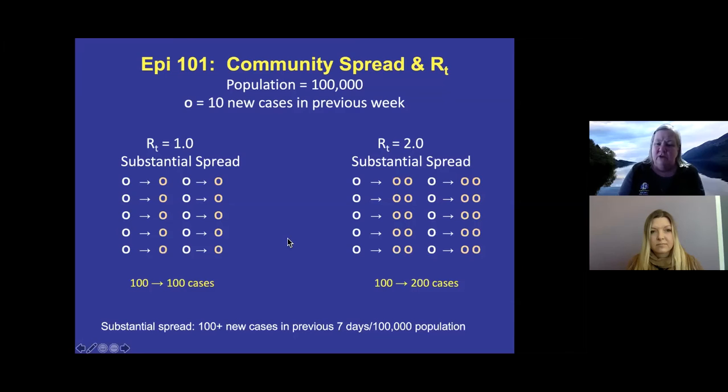Now here we have a community that is in substantial spread. So we have 100 cases in the previous 7 days out of this population of 100,000, and they're maintaining that at this RT of 1. Each infected person is infecting one other person. So this high number of cases is being maintained within the community. Now, if you increase this to an RT of 2, you double the number of cases. So each individual person is infecting 2 people.